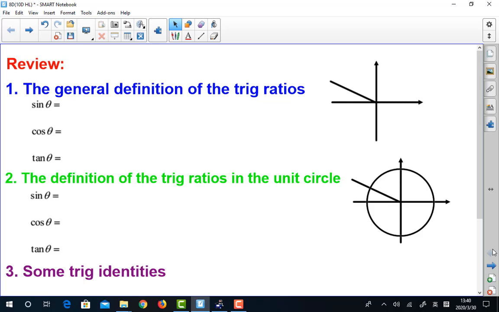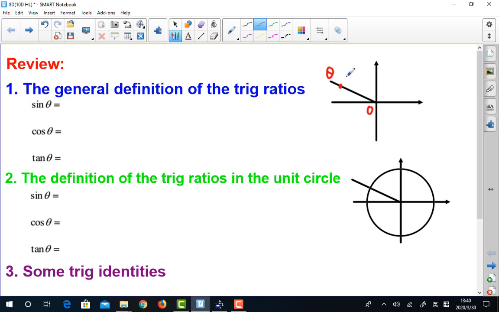The first one is called the general definition of the trig ratios. So let's review the general definition. For any angle theta, this is its terminal arm. For any angle theta, it must be placed in the standard position. That means the vertex of the angle is placed at the origin, and then the initial arm is placed on the positive x-axis. We only look at the terminal arm.